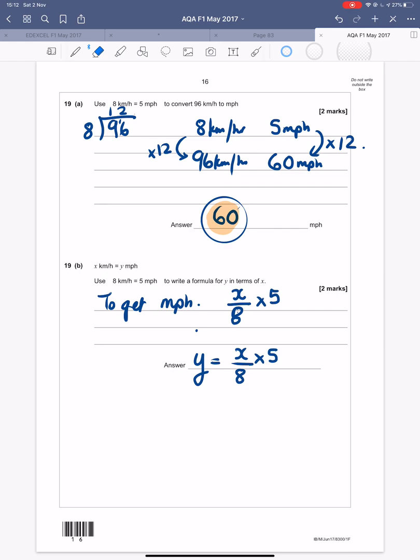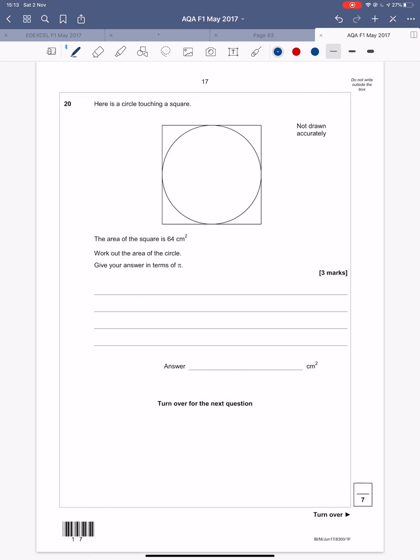Just going to check that with the one above. The one above we had x. X is 96. 96 divided by 8 is 12. 12 times 5 is 60. Yeah, so that one works. So the miles per hour, which is the y, is 5/8 of the kilometre. Yeah, because that's the miles. Yeah, that's fine.